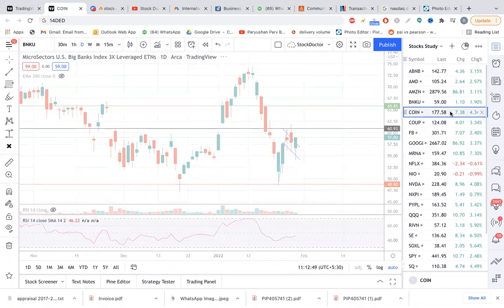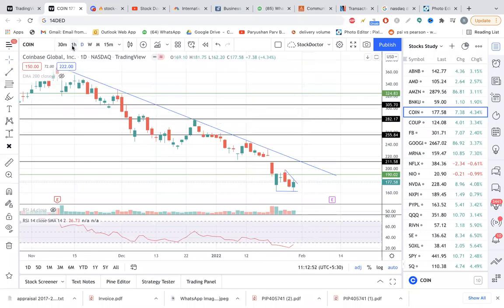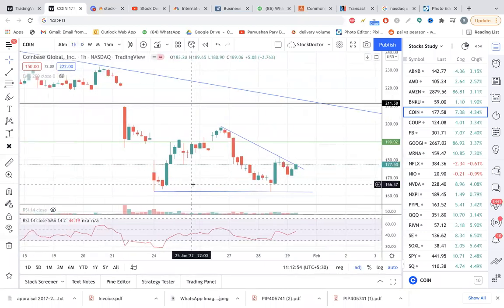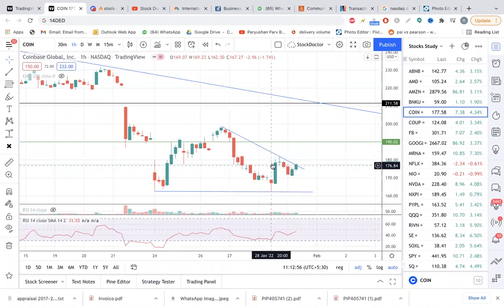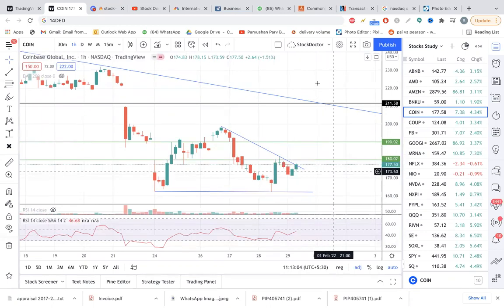So the next stock we have is Coinbase. You can see on the hourly time frame it is trying to give a breakout. But we need to wait until it starts trading and closing above 180 on the hourly time frame, then it can give a quick rally up to 190 and then 200.